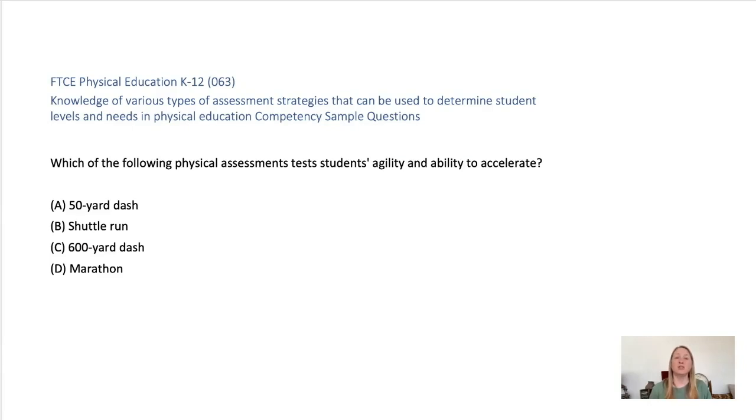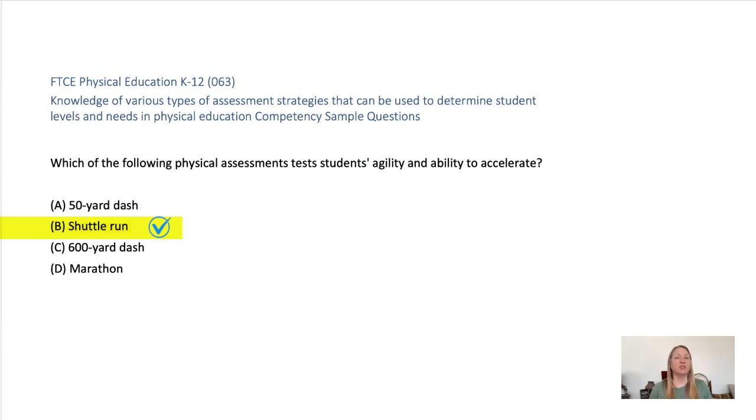A, 50-yard dash is incorrect. This test measures speed and acceleration, but not agility. C, 600-yard dash is incorrect. This is a test of endurance, not short bursts of speed or direction. D, marathon is incorrect. This clearly tests long-distance endurance. The correct answer is B, shuttle run.